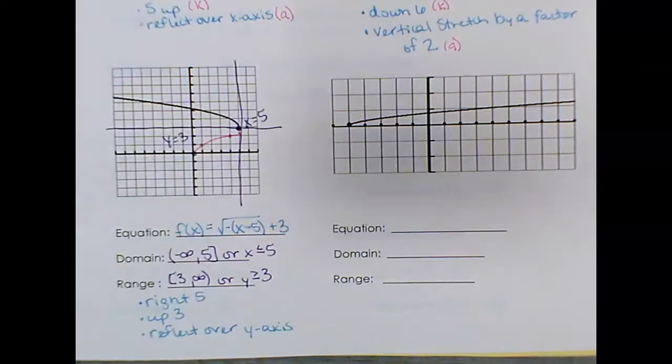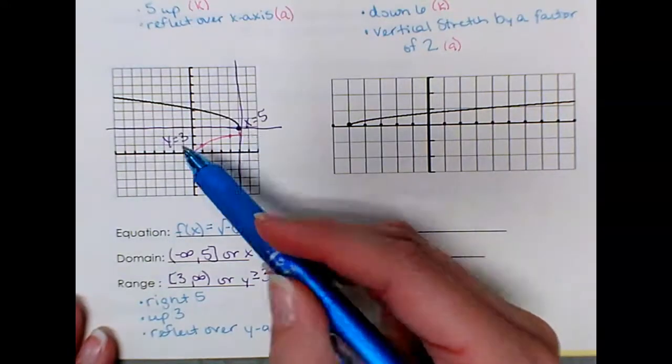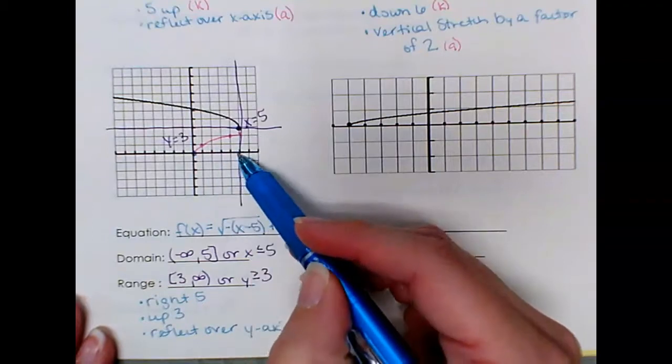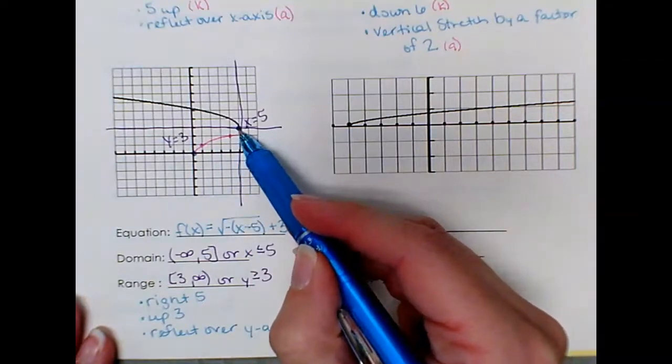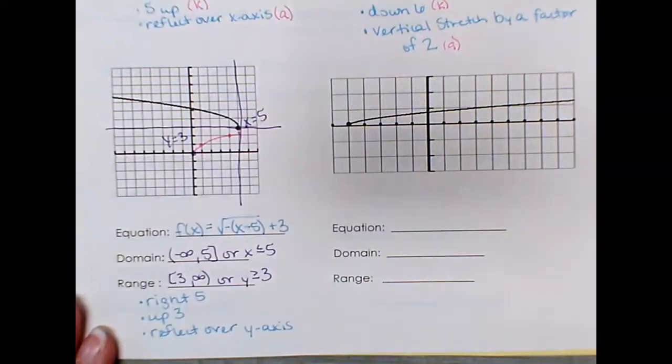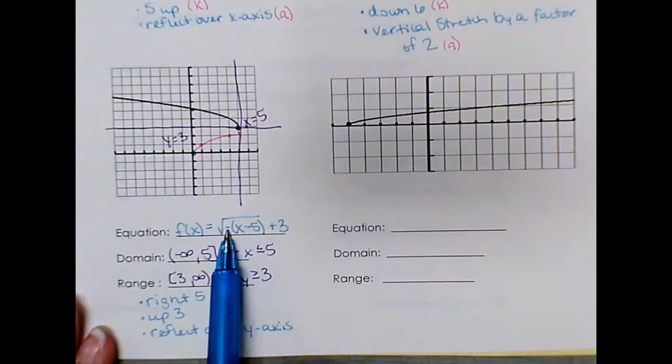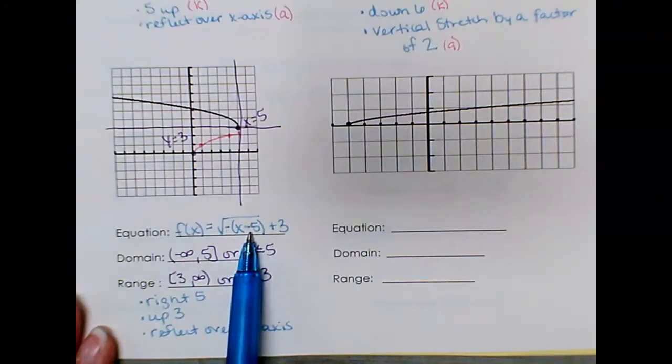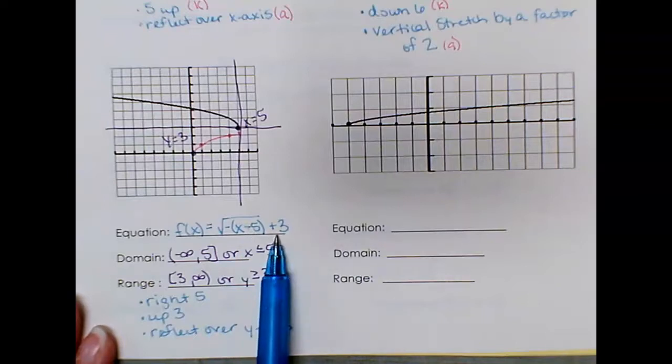All right. So I drew the parent function. The vertex shifts 5 units to the right and 3 units up. And instead of opening up and to the right, it opens up and to the left. So that's a reflection across the y-axis. That makes itself appear right here. The shift right 5 means minus 5, and the shift up 3 means plus 3.